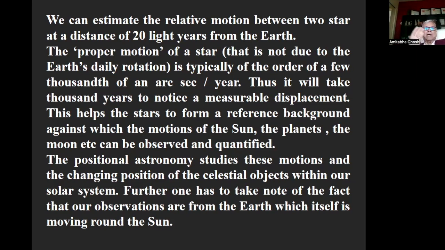You need always the graph paper. The positional astronomy studies these motions and the changing positions of the celestial objects within our solar system. Further, one has to also take note of the fact that our observations are from the Earth, which itself is moving around the sun. In the ancient time, whatever description of motion you find, they're all relative motion. They're not the actual motion, and seen from the Earth.